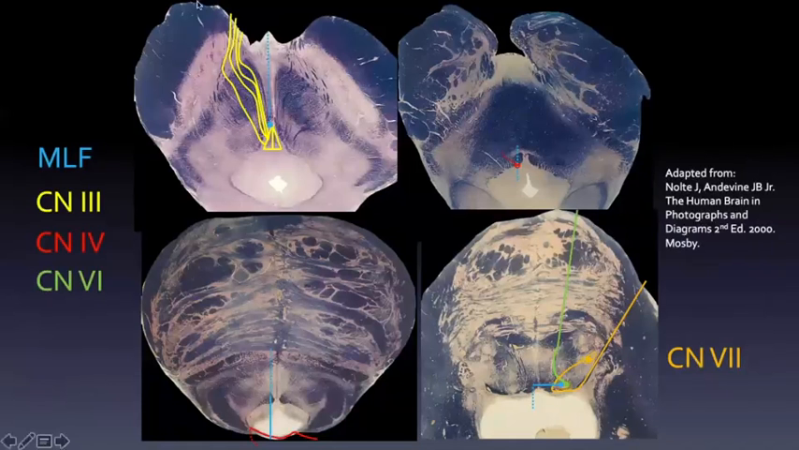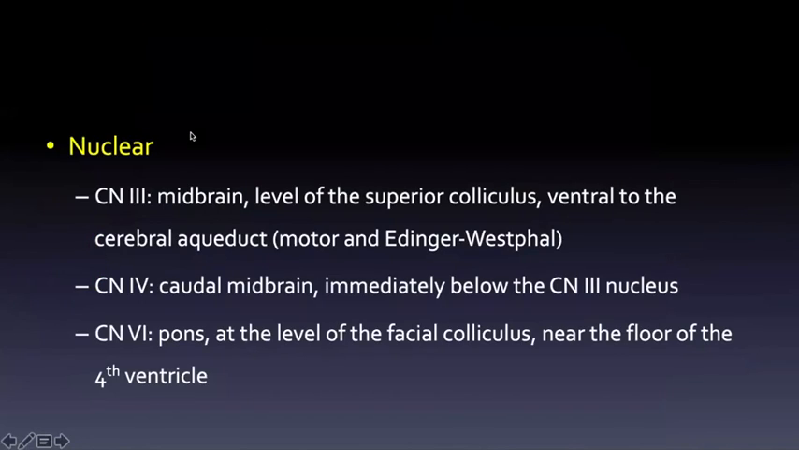Here, from midbrain to pons, you can see the MLF pathway in blue. You can see it connecting the cranial nerve 6 nucleus, crossing over, and then affecting the contralateral 4th and 3rd cranial nerve nuclei. Now, the nuclei of cranial nerve 3 are actually a cluster of nuclei located in the midbrain at the level of the superior colliculus ventral to the cerebral aqueduct, whereas cranial nerve 4 is located immediately below cranial nerve 3 in the caudal midbrain, and the 6th nerve nucleus is located at the level of the facial colliculus in the pons near the floor of the 4th ventricle.